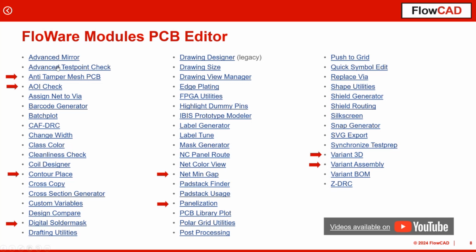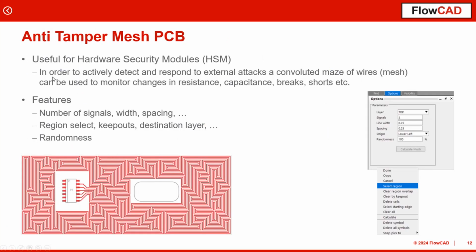This seems to be a special application, but for hardware security modules, for example, they often require a convoluted mesh of wires on the outer layers of the PCB. The main purpose is to actively detect and respond to external attacks by monitoring changes in resistance, capacitance, breaks, or even shorts. The trace mesh, as you can see here in the screenshot, can be designed as a network of conductive traces on the PCB that encircles or covers sensitive areas. If someone attempts to access or tamper with a device, they would have to break these traces, which can trigger a tamper response. So again, the main purpose here is to deter potential attackers.